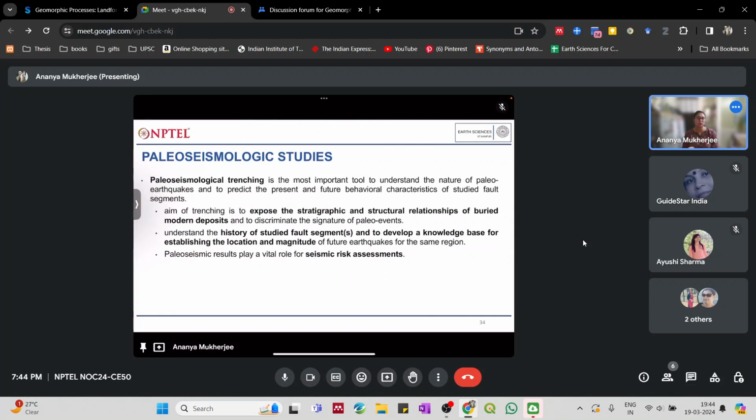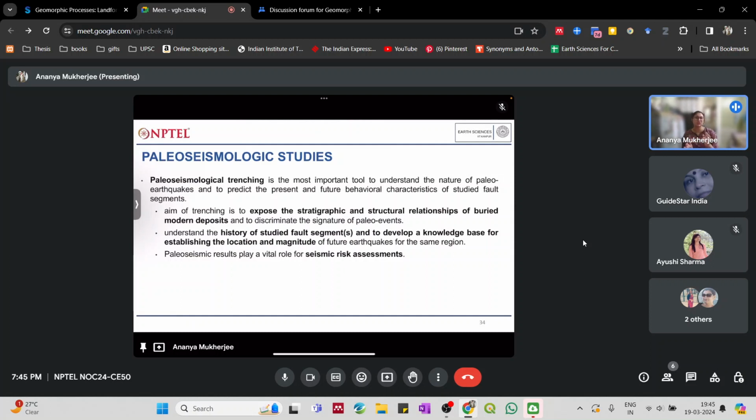trenching is one of the tools that is important to understand the paleo earthquakes, historic earthquakes, and studying these previous earthquake events can help us predict the occurrences of the present as well as the future earthquake effects. Okay, and as well as the faults which are present, we can try to predict what sort of movement will happen and which area is more prone to the after effects of the earthquake event if it takes place.